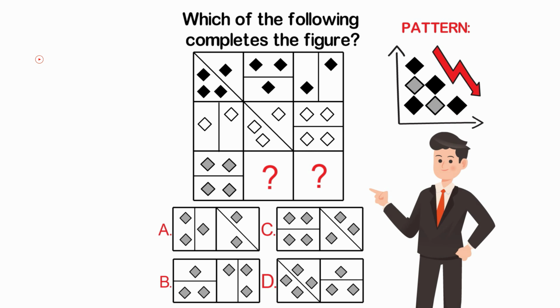Let's look at the top row. You see that the top left square contains 4 black diamonds. The middle square in the top row contains only 3 diamonds. And then the right square in the top row contains only 2 diamonds.